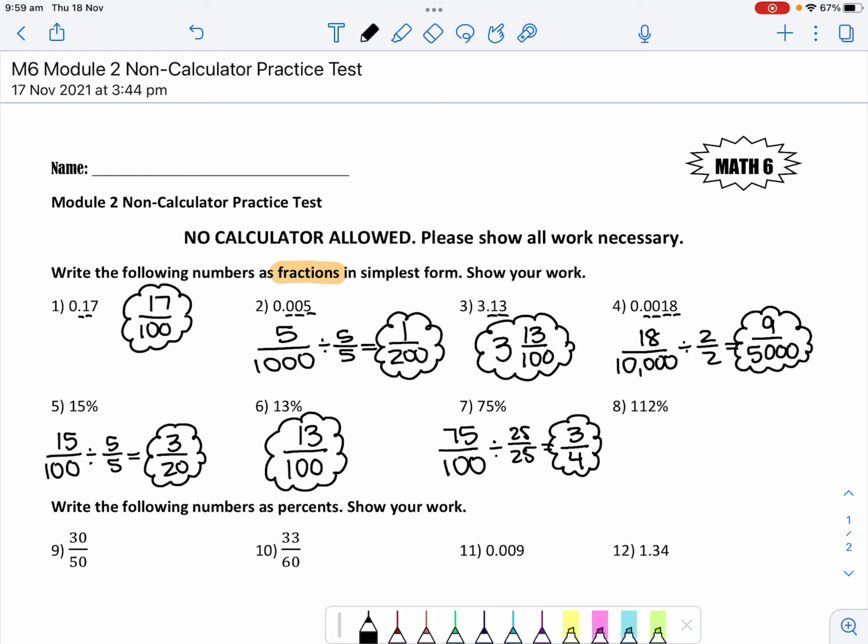For number 8, what I did first was change the percent to a decimal because it's bigger than 100%. So 112% is going to be 1.12. And then I'm going to say this is 1 and 12 over 100. And 12 and 100 have a 4 in common. So I'm going to divide by 4, and I get 1 and 3 over 25.